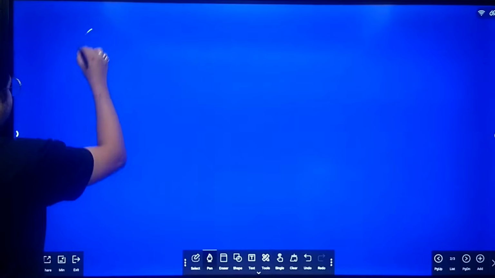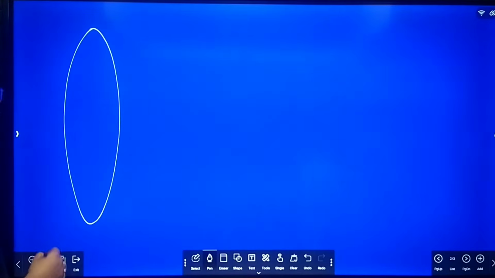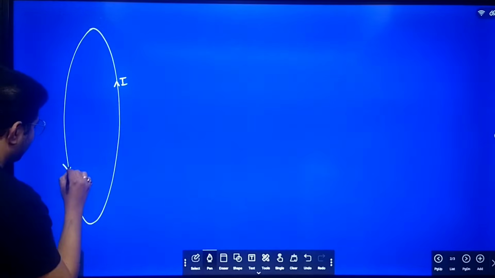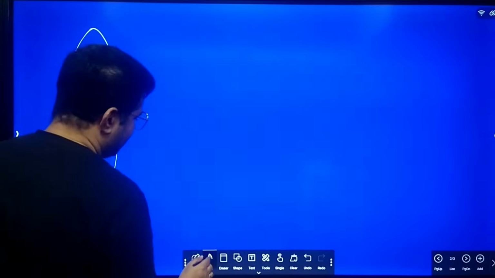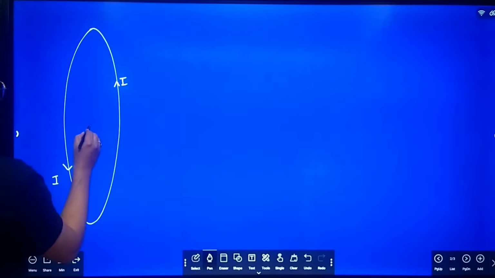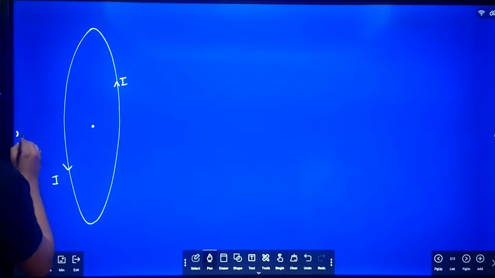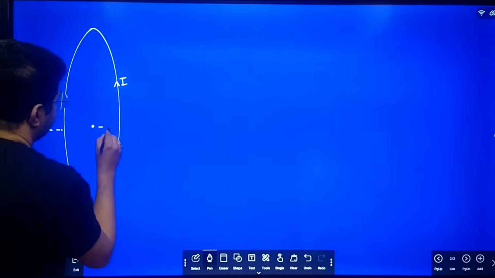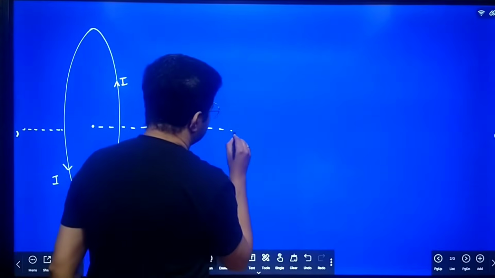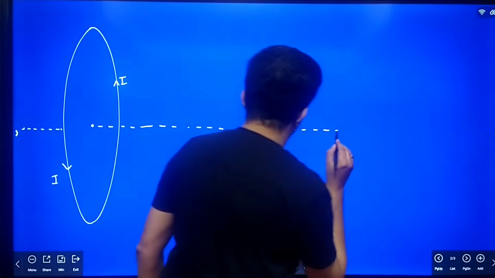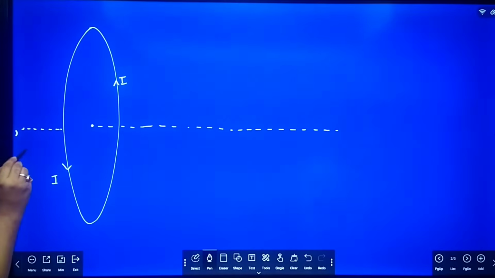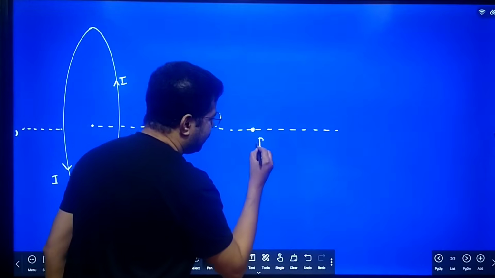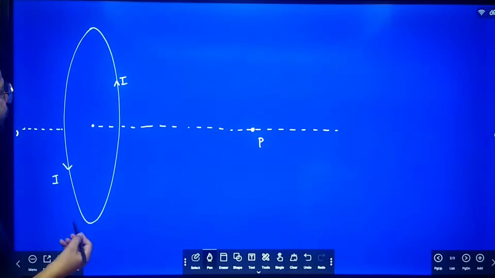We will consider a circular coil carrying some current. Say the current flowing through the coil is I. This is the center of the circular coil carrying current, and this is the axis of the circular coil. Now let us suppose that I want to calculate the magnetic field at some point P. This is the point P where I want to calculate the magnetic field.